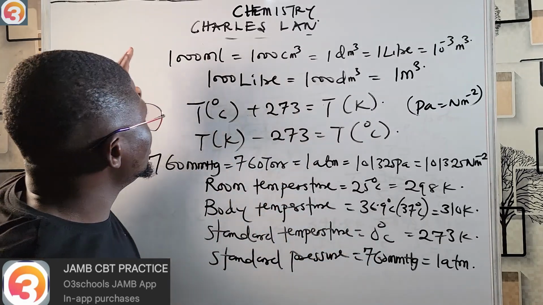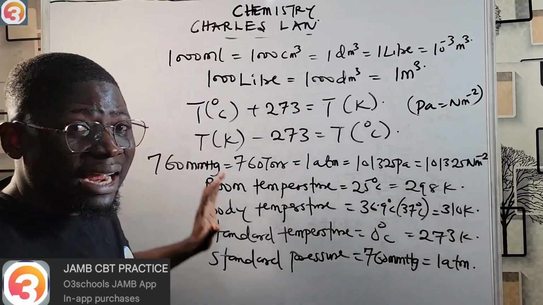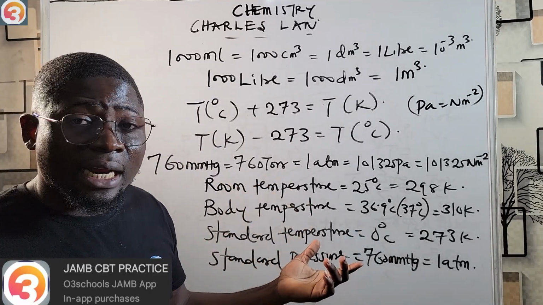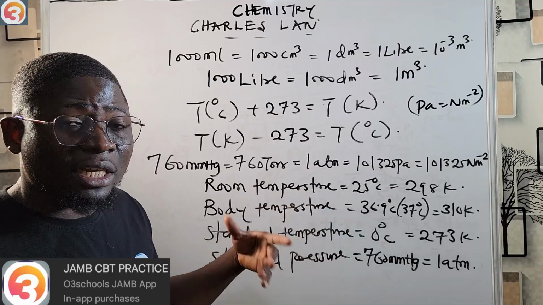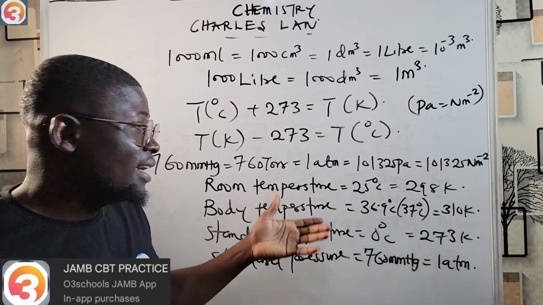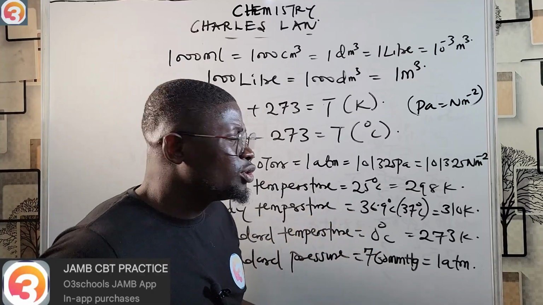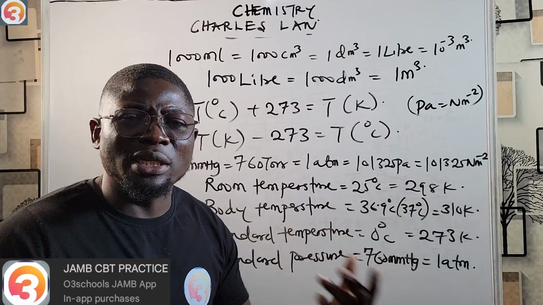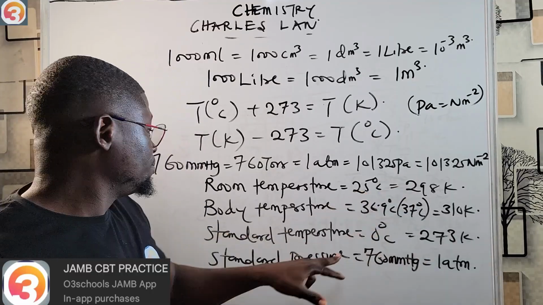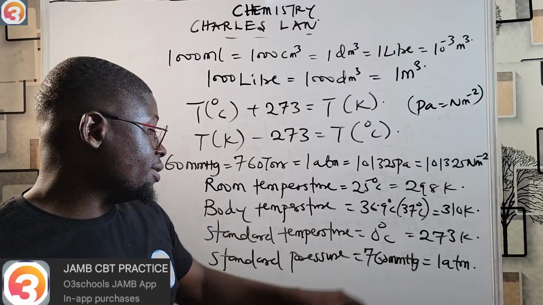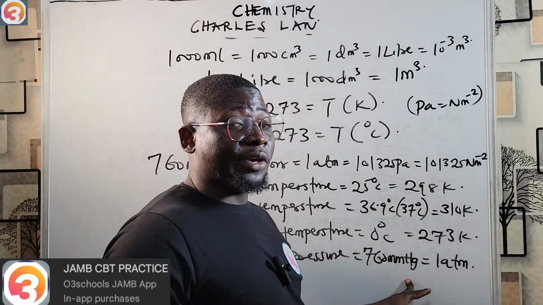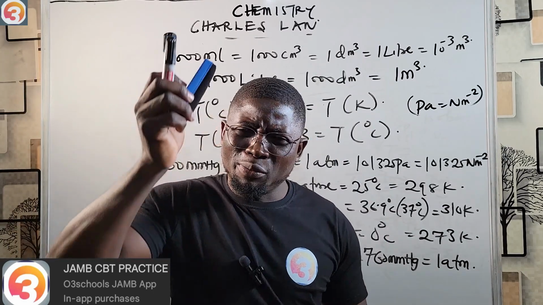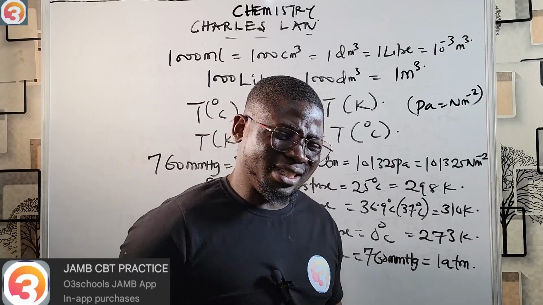So please note these things. Memorize them and use them to solve questions, especially room temperature. Maybe you are given a question that has to do with temperature, and they say maybe T1 is room temperature. Because you do not know what room temperature is, you fail the question. So please, room temperature is 25 degrees Celsius. Standard temperature is 0 degrees Celsius. Standard pressure is 760 millimeter mercury, which is 1 atm. With this, I'm sure that you can approach any question and deal with it adequately.